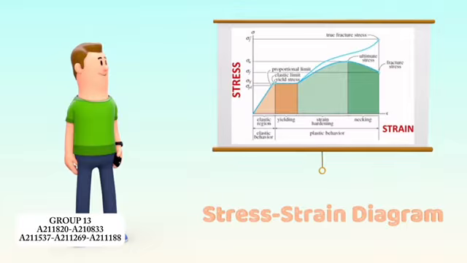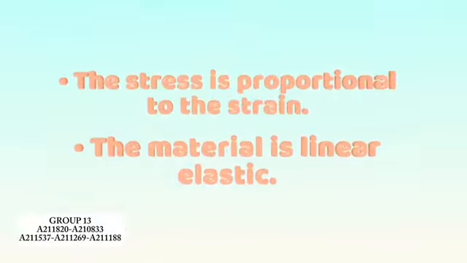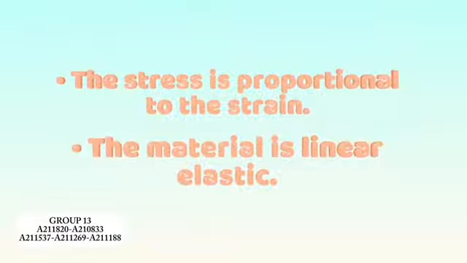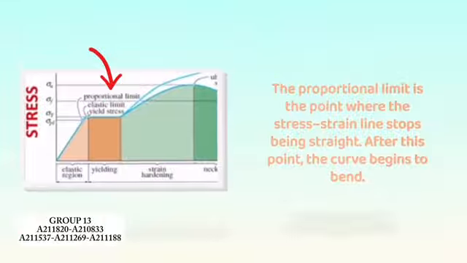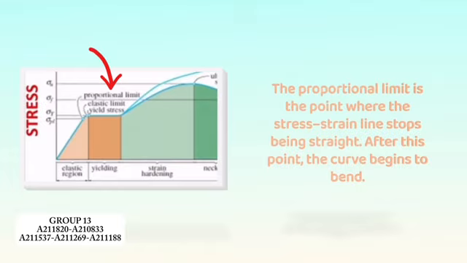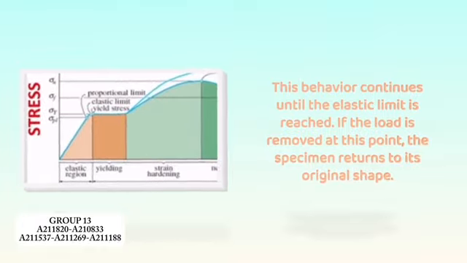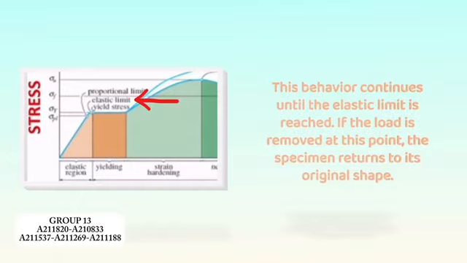This graph is like a fingerprint. It tells us almost everything about the material's behavior. Let's look at the different stages. So for the elastic region, the stress is proportional to the strain and the material is linear elastic. Moreover, the proportional limit is the point where the stress-strain line stops being straight. After this point, the curve begins to bend. This behavior continues until the elastic limit is reached. If the load is removed at this point, the specimen returns to its original shape.